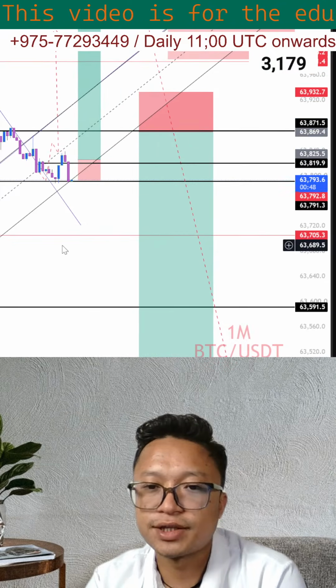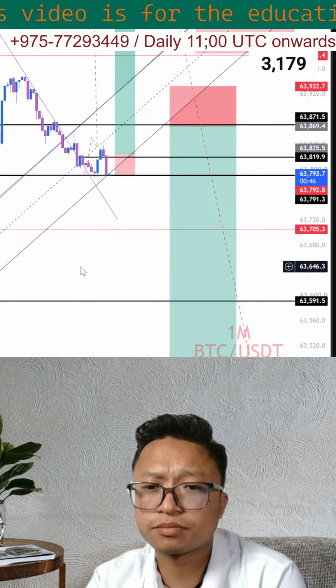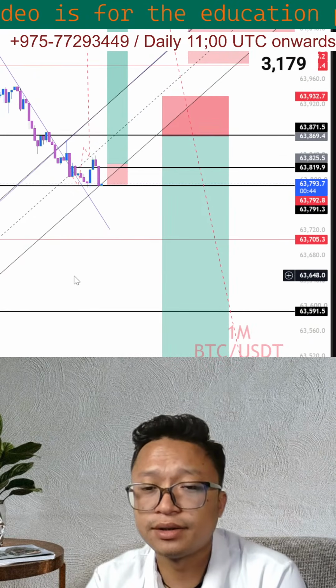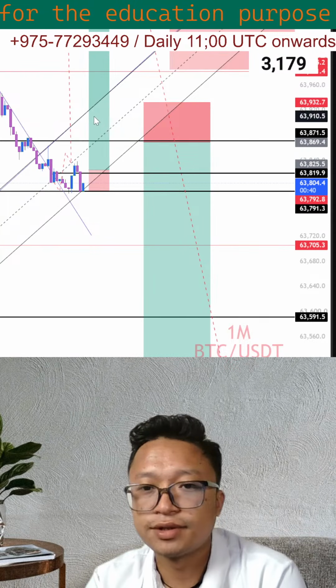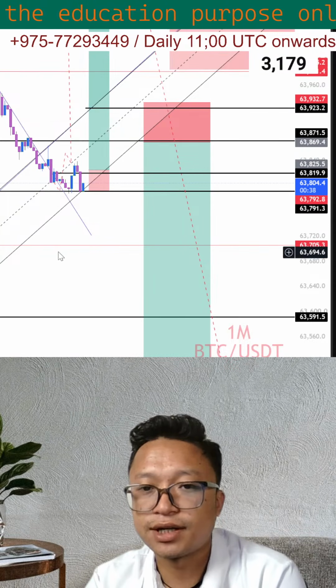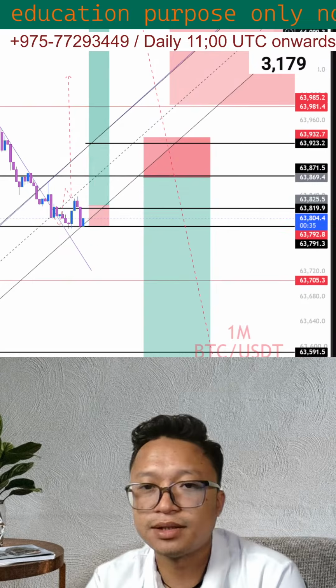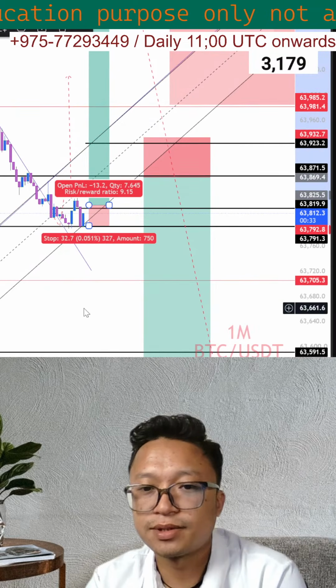We are going to trace the small retest zone, right? So firstly, we'll keep the first TP at these levels, and for the next TP we'll try to trace a little bit on the upper side.